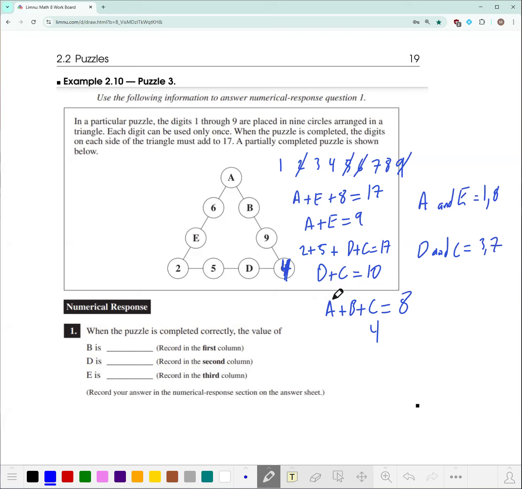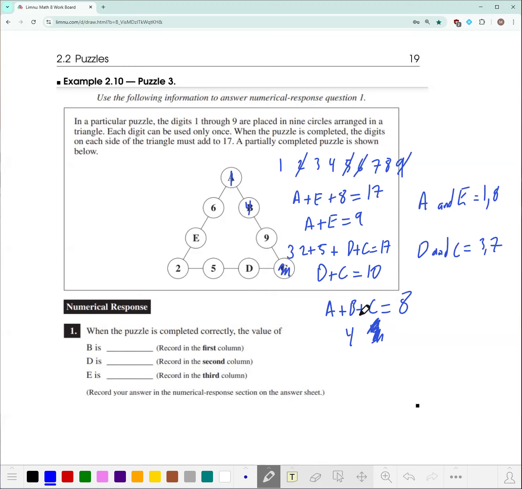Okay, C is 4. That means A is the low number of these. So A must be 1. And B is the low number of... Oh, no, C is not 4. Hold on. B is 4. Good catch, me. C is this one. I thought this was a B at first. So, all right, B is 4. That means C is the low number. C is 3.